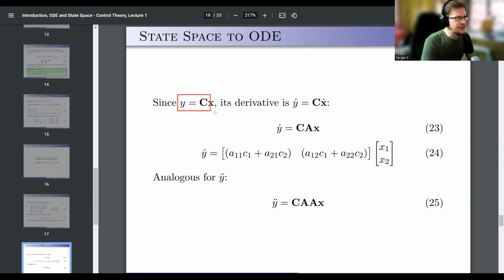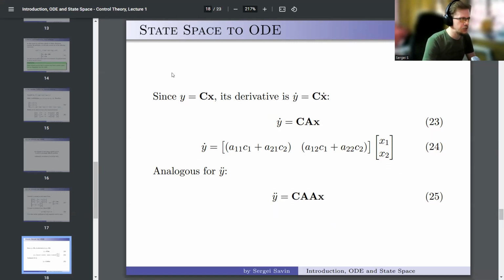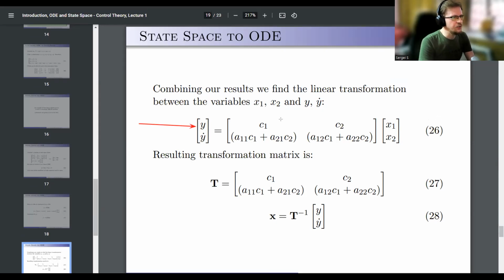So now we know what x is, what y is, what y dot is, and what y double dot is. Good. That's what we found so far, and it wasn't very difficult. Now, combining results for y and y dot, we can write this huge expression: y and y dot are equal to this huge matrix times x1, x2. Y and y dot are linear functions of x1, x2. The first equation is just y equals Cx. The second equation is y dot equals CAx. That is all.